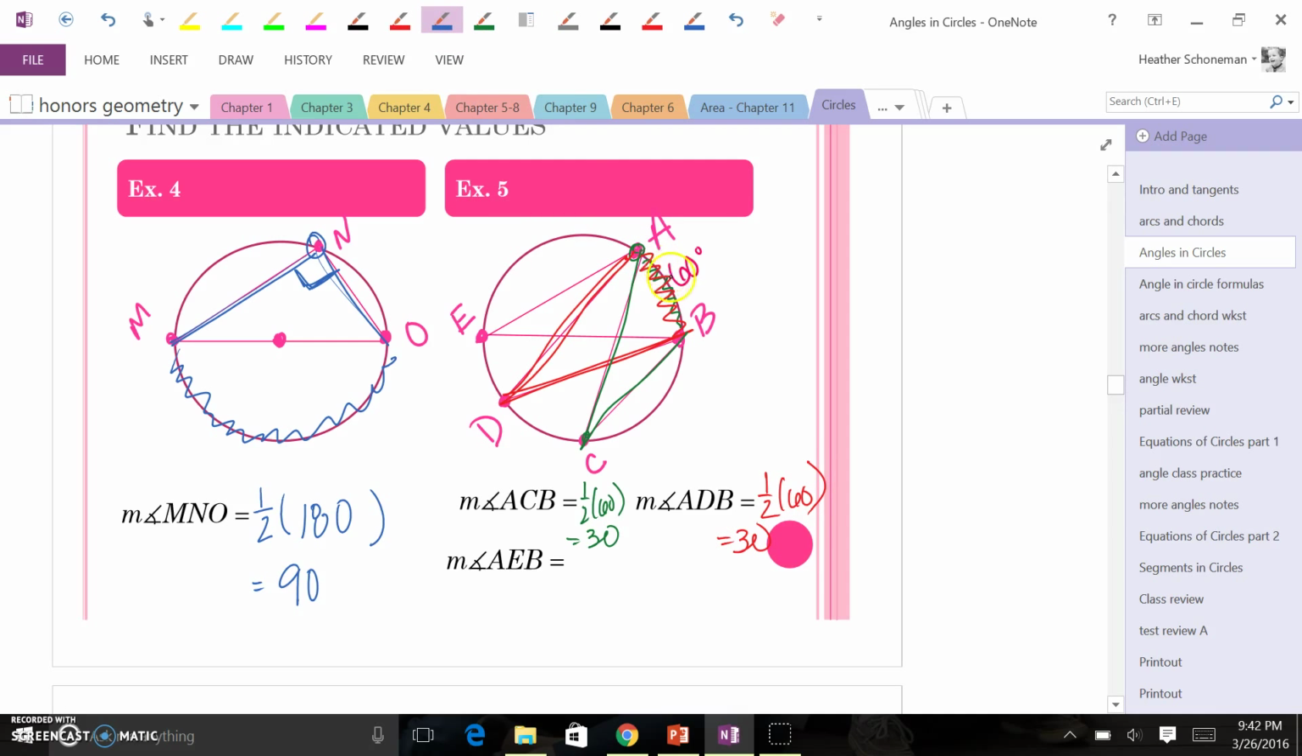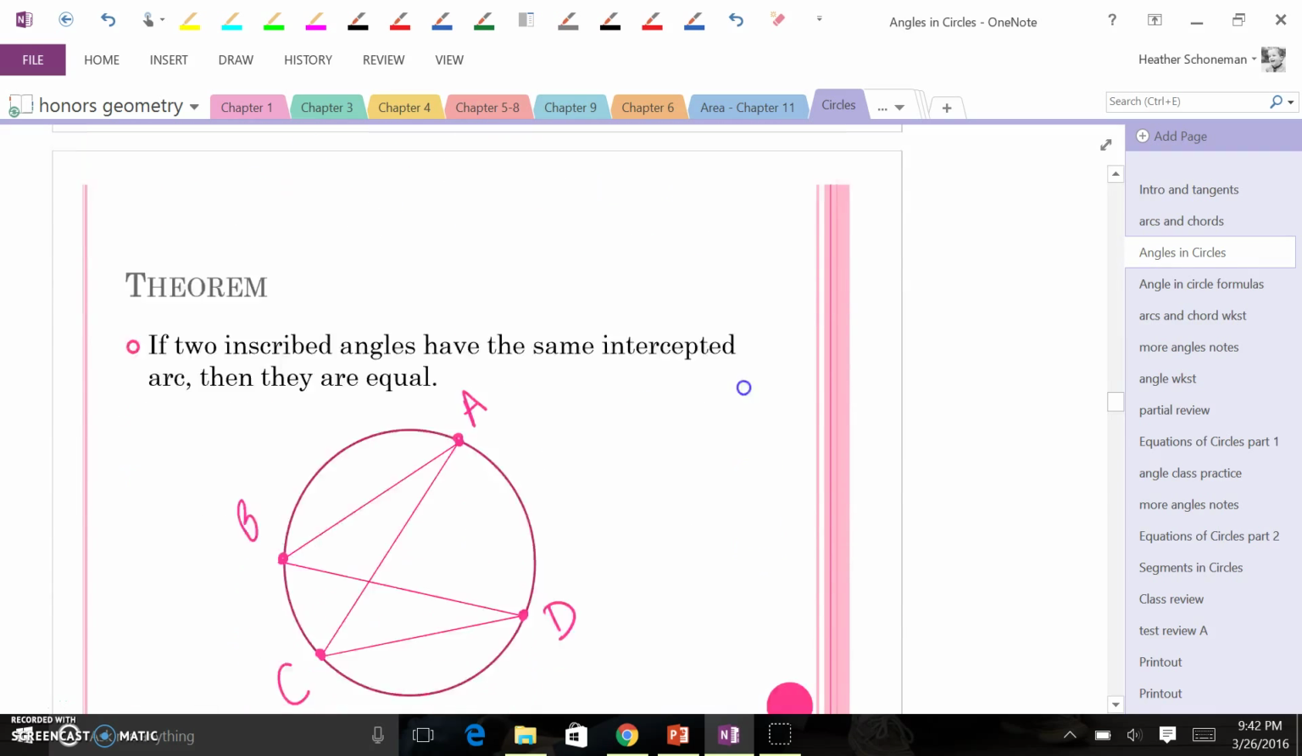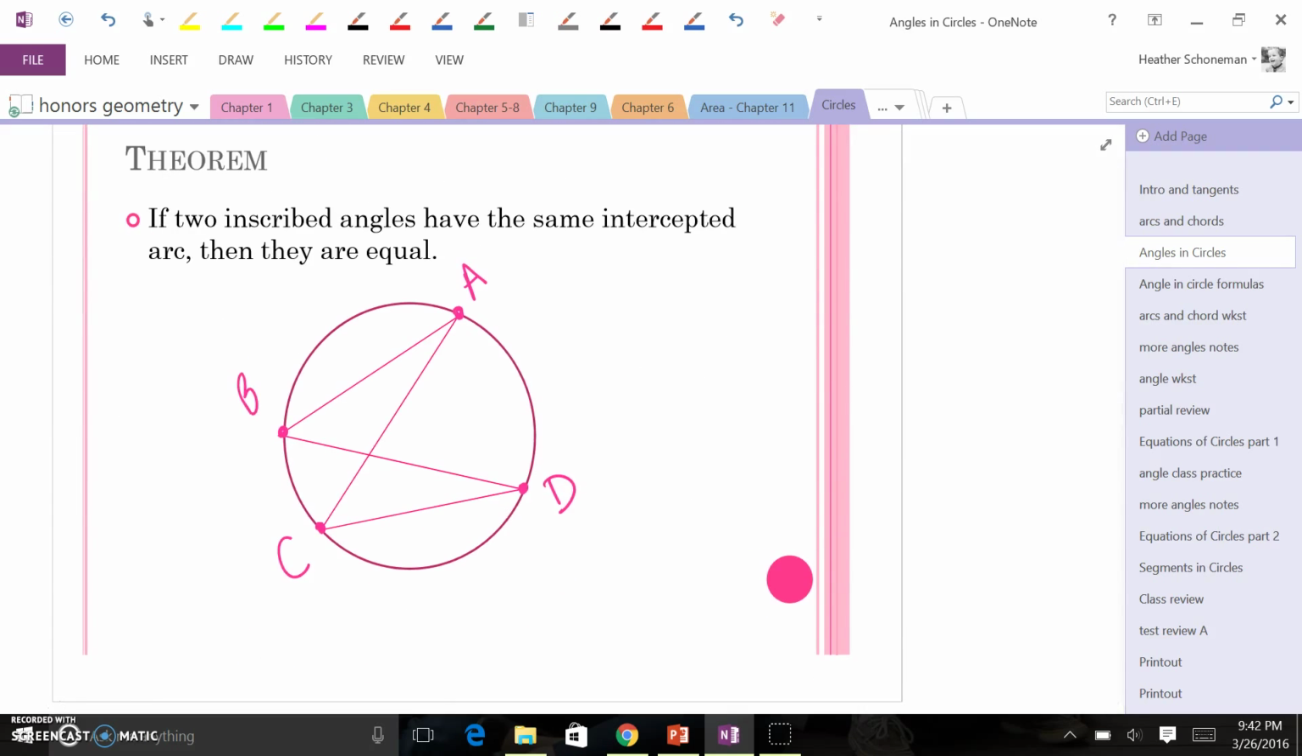All right, one more. AEB. AEB, that's this blue angle. So it's going to be half of its intercepted arc. So it's going to be half of 60, which is 30. Now, if you notice, all three of these angles had the same intercepted arc. And when they have the same intercepted arc, they're going to have the same measure, which is the next theorem. So if two inscribed angles have the same intercepted arc, then they are equal.